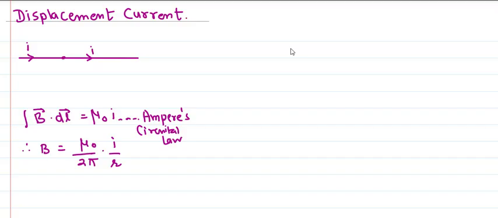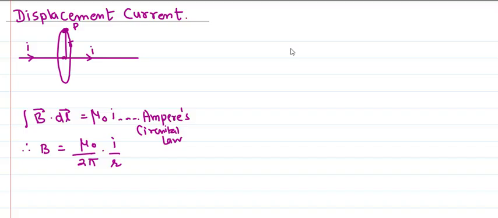So let us say there is a current I flowing through a wire, and I'm interested in finding out the magnetic field at point P, which is r distance away from this particular wire. So we apply Ampere's circuit law. For that, we take a circular path of radius r. We're interested in finding out the magnetic field over here.